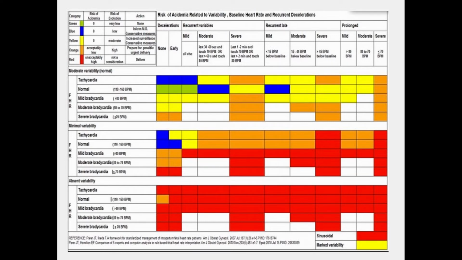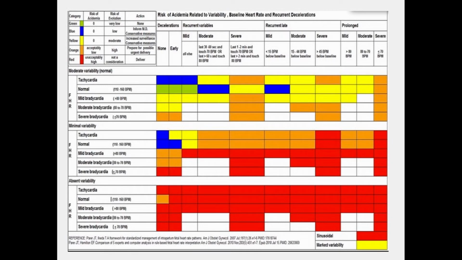So as you would think, green and blue mean okay, right? So green and blue here, the colors, the risk of acidemia and the risk of anything evolving into something problematic for the fetus is very, very low. Yellow means we have a moderate risk of problems and we need to increase surveillance. Orange and red mean we have something going on, we need a high level of surveillance, or red, really we have an unacceptably high risk of acidemia and we need to deliver expeditiously. Okay, so there's not a ton of blue and green here, okay?